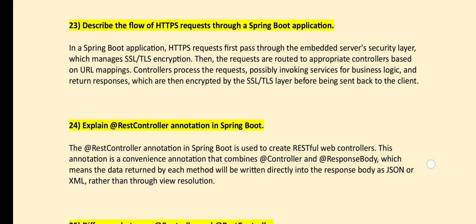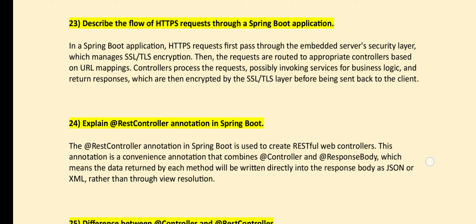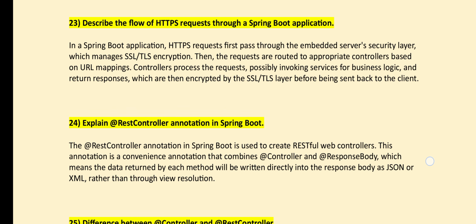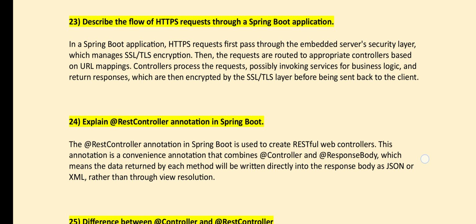Describe the flow of HTTP requests through a Spring Boot application. In a Spring Boot application, HTTP requests first pass through the embedded server's security layer, which manages SSL or TLS encryption. Then the requests are routed to appropriate controllers based on URL mappings. Controllers process the request, possibly invoking services for business logic, and return the responses, which are then encrypted by the SSL or TLS layer before being sent back to the client.